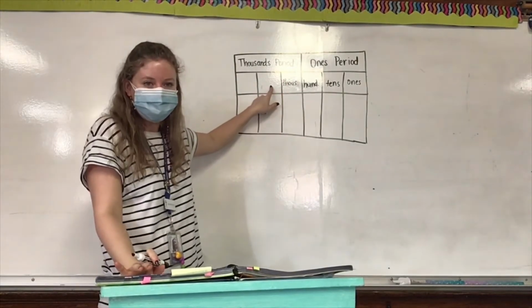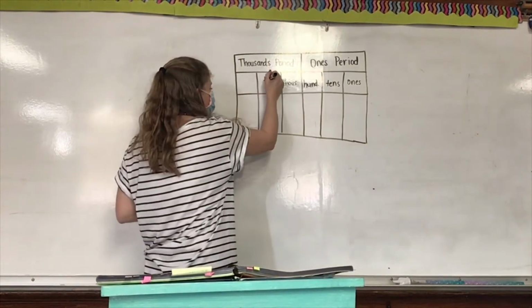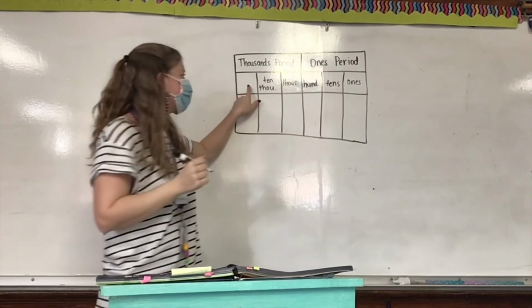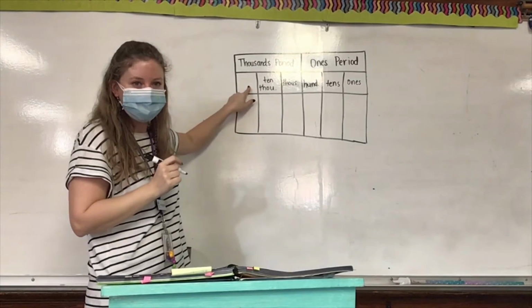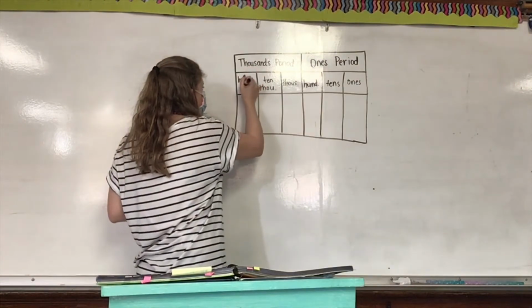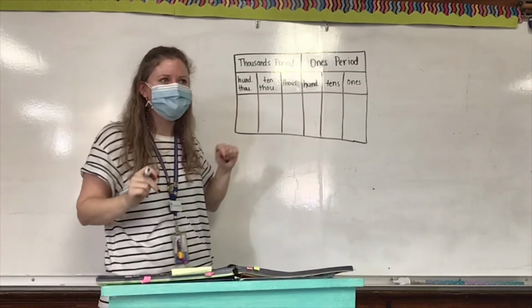Then the 10,000s place, and then the 100,000s place. And what goes between the periods?